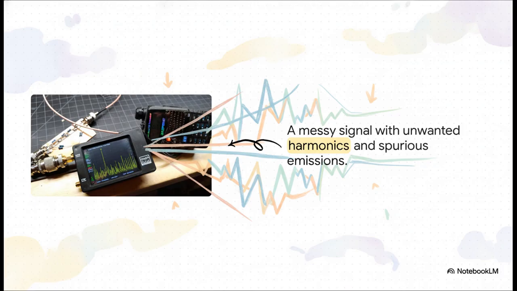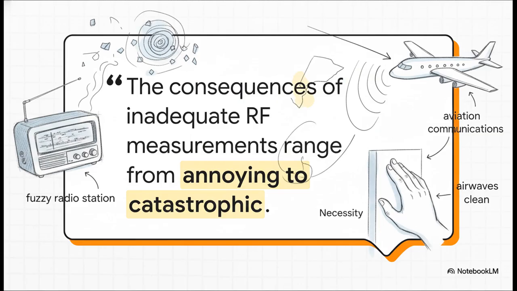This transmitter is basically yelling into frequencies where it doesn't belong, and that creates electronic noise that can mess up other, completely unrelated services. And the stakes here, they're incredibly high. This isn't just about your car radio getting a little fuzzy. As this quote points out, a messy signal that goes undetected could potentially interfere with really critical systems, like aviation communications. So, you see, keeping our airwaves clean isn't just a nice idea, it's an absolute necessity.